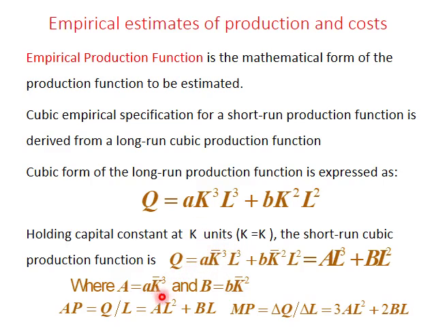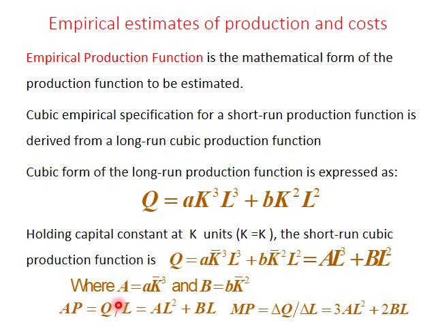A equals A times K square, and B equals B times K cube, I want to say that, A equals AK square and B equals BK cube.